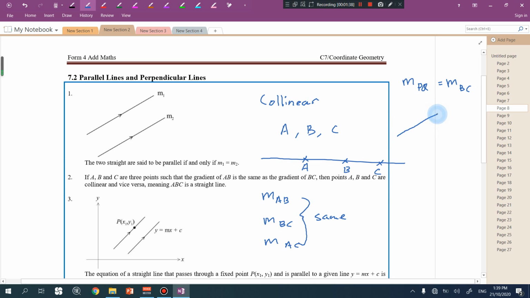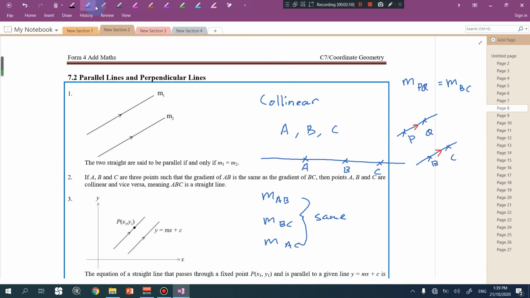It can be like this. The PQ is over here and the BC is over here. In this case, they have the same gradient. They are parallel to each other. PQ, BC are parallel to each other, same gradient, but PQ, BC are not collinear. You see the BC, these 2 points are not on this straight line, right? So in this case, they are not collinear.